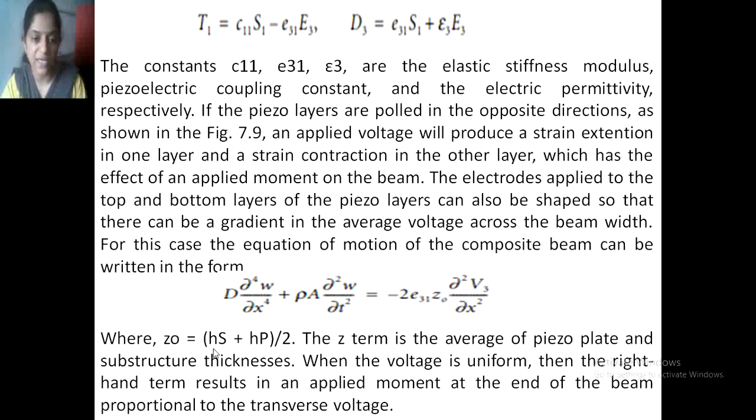So where Z naught is H of S plus H of P divided by 2, the Z term is the average of piezo plate and substructure thickness. When the voltage is uniform, then the right hand term results in an applied moment at the end of the beam proportional to the transverse voltage.